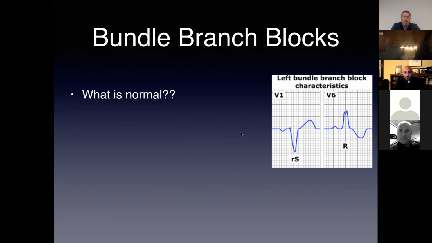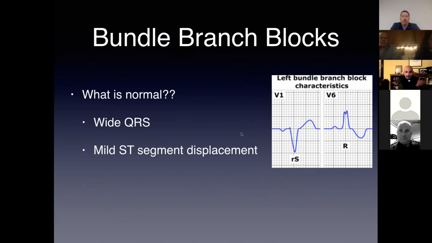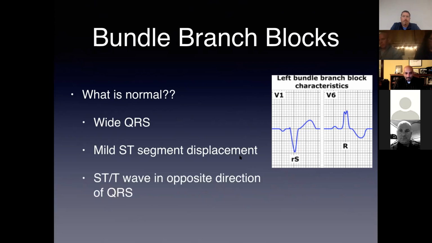So with any bundle branch block, when you have a wide QRS, what else becomes normal for that block? It's not normal, but what you expect is the wide QRS. You'll get some ST segment displacement, usually in the opposite direction of the QRS. And you will get a T wave that's the opposite of the QRS. So if your QRS goes down, your T wave goes up. If your QRS goes up, your T wave goes down. It's the same appearance of a PVC, where you get that bizarre complex that goes in one direction with the T wave in the opposite direction. So a wide QRS, some ST segment displacement, and the T wave in the opposite direction of the QRS. That's normal for the block.